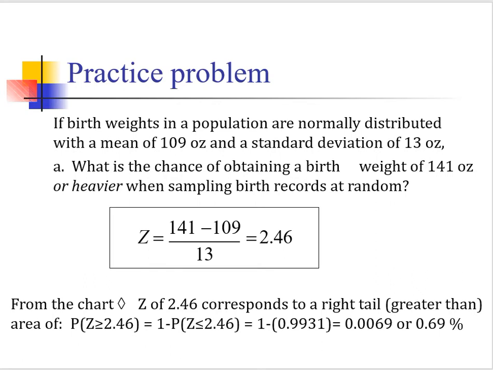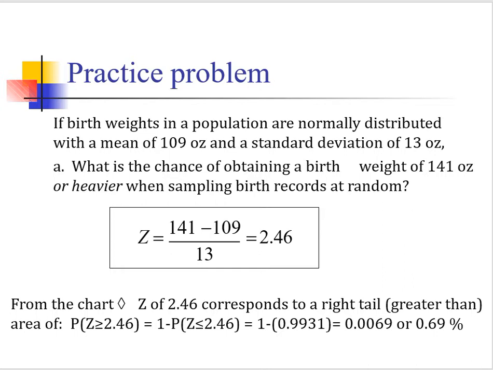Practice problem. If birth weights in a population are normally distributed with a mean of 109 oz and a standard deviation of 13 oz, what is the chance of obtaining a birth weight of 141 oz or heavier when sampling birth records at random? Z is equal to (141 minus 109) divided by 13, which is equal to 2.46.